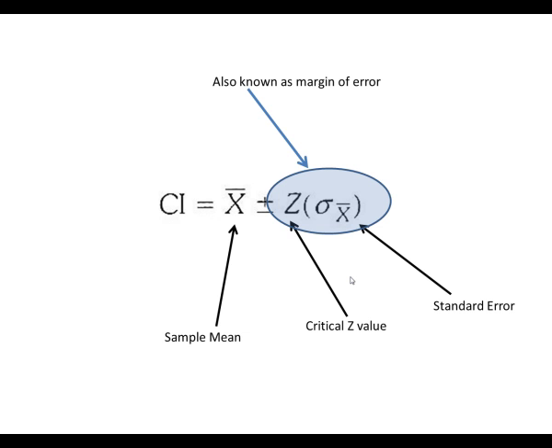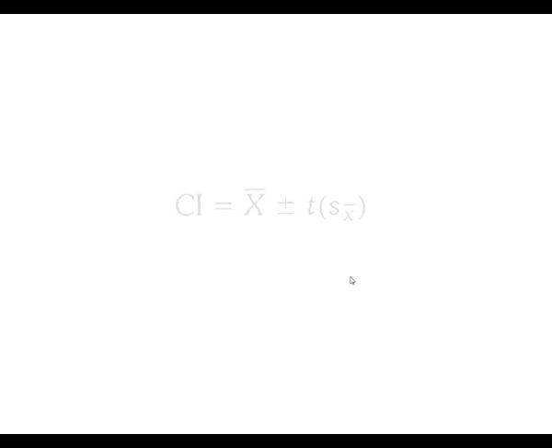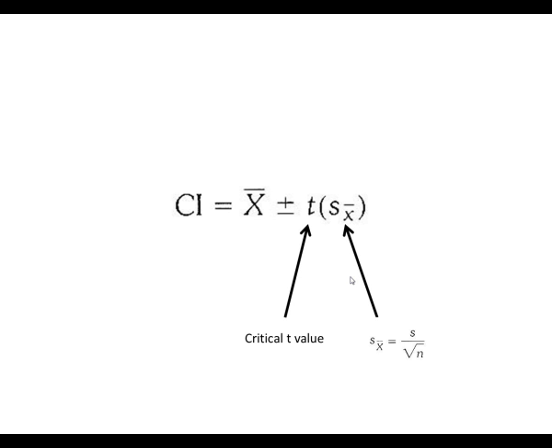we can then calculate the upper and lower limits of a specified confidence interval. Special note here, rarely do we know the entire population standard deviation, so we substitute this formula for this formula. And instead of using a z-distribution, we consider a t-distribution, a slightly different formula for standard error.